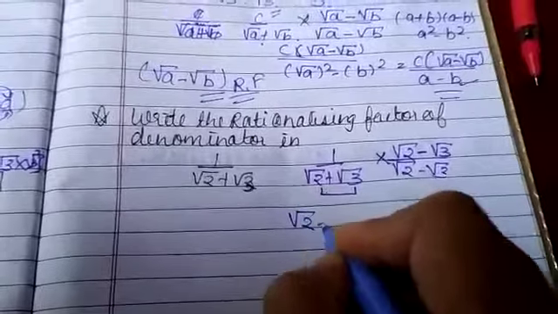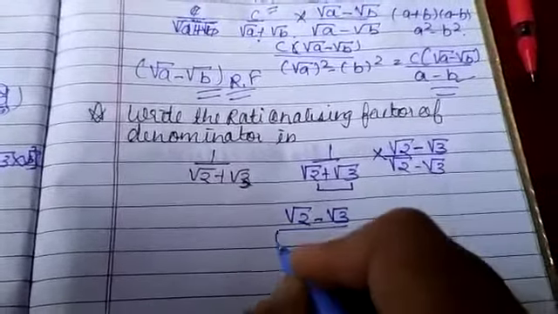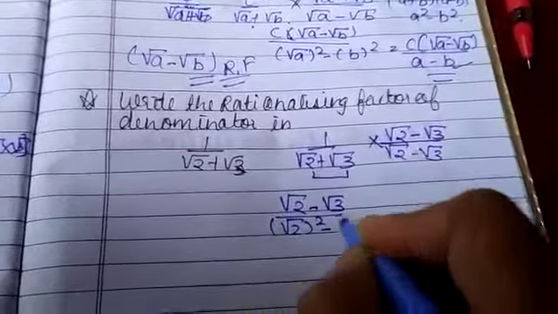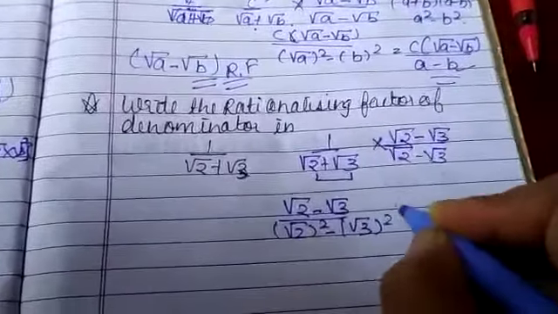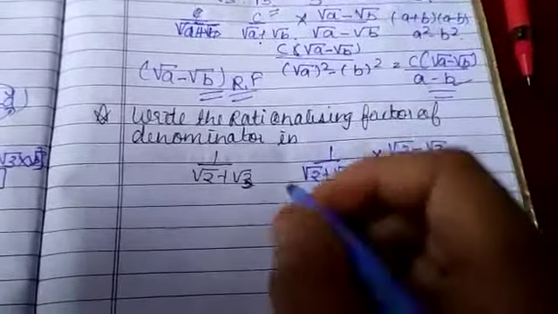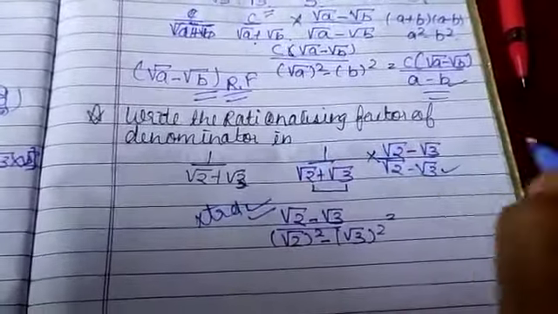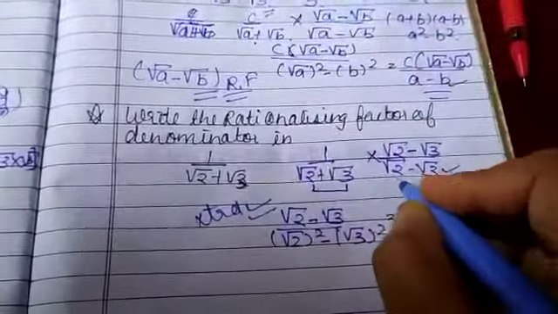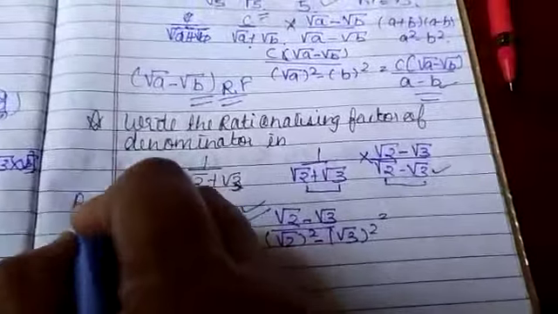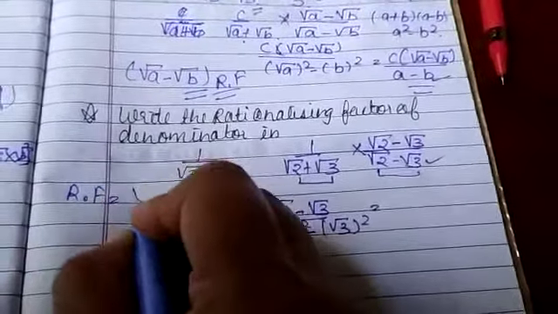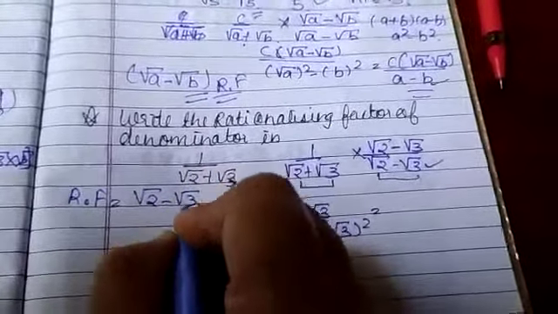So this will be under root 2 minus under root 3 upon under root 2 square minus under root 3 square. Now this question I am just explaining you the extra part. Your answer is still here only. You have to tell only what is the rationalizing factor. So your rationalizing factor will be under root 2 minus under root 3.